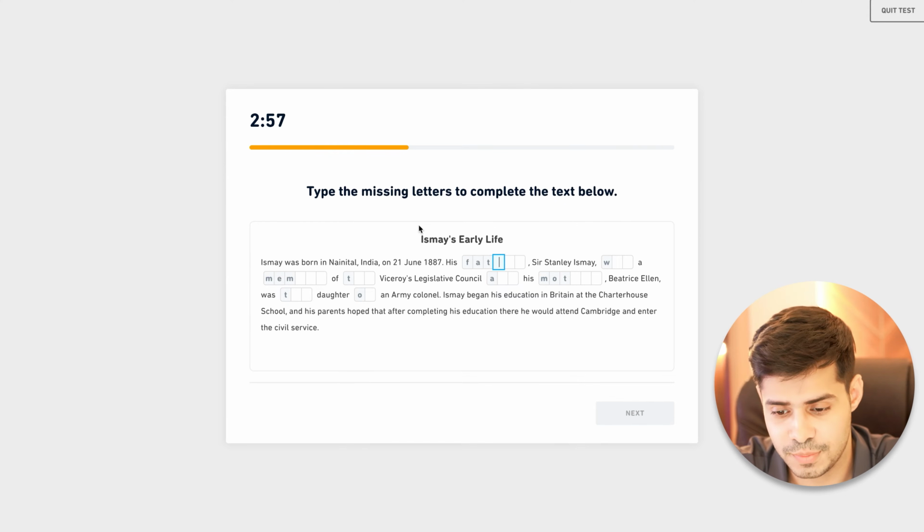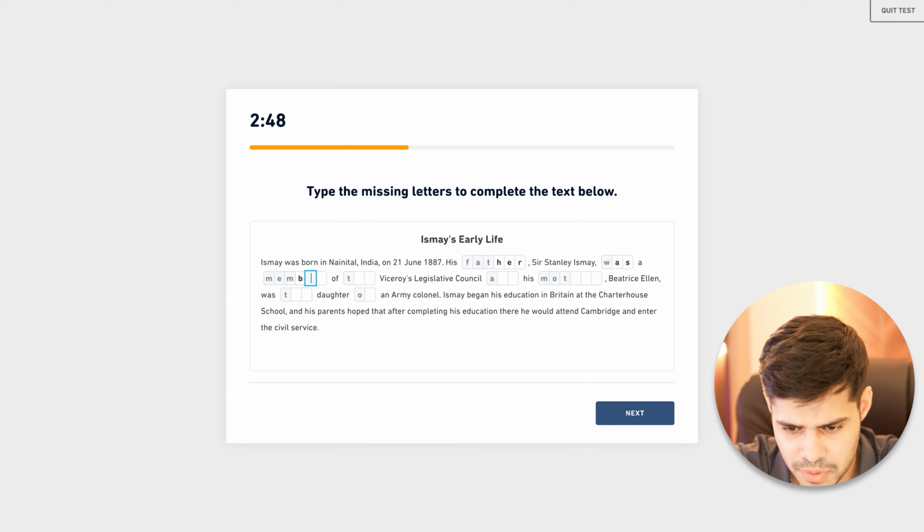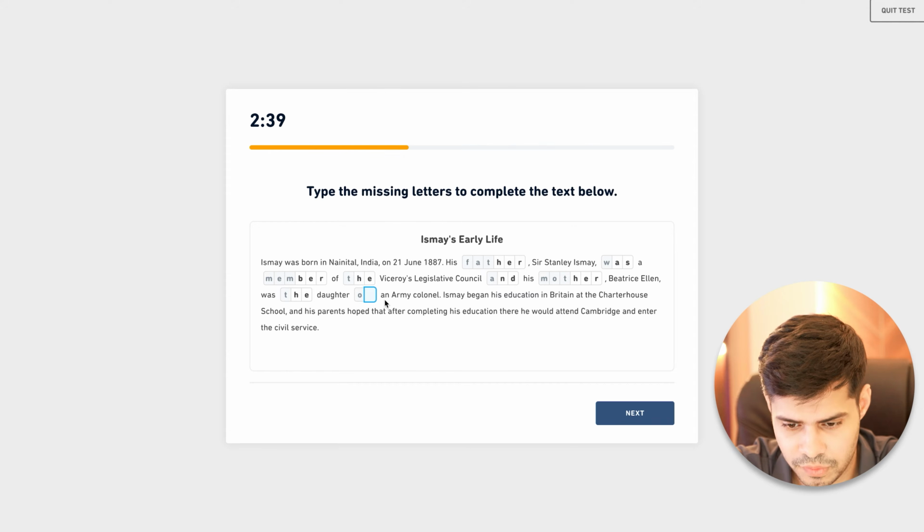Okay. Ismay's early life. Ismay was born in Nainital, India on 21st June 1887. His father, Sir Stanley Ismay, was a member of the Viceroy's Legislative Council. Okay. And his mother, Beatrice Ellen, was the daughter of an army colonel. All right. Ismay began his education at the Charterhouse School, and his parents hoped that after completing his education there, he would attend Cambridge.